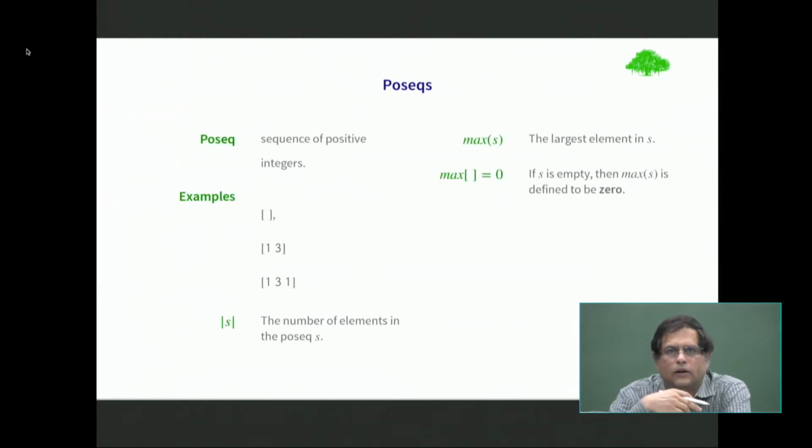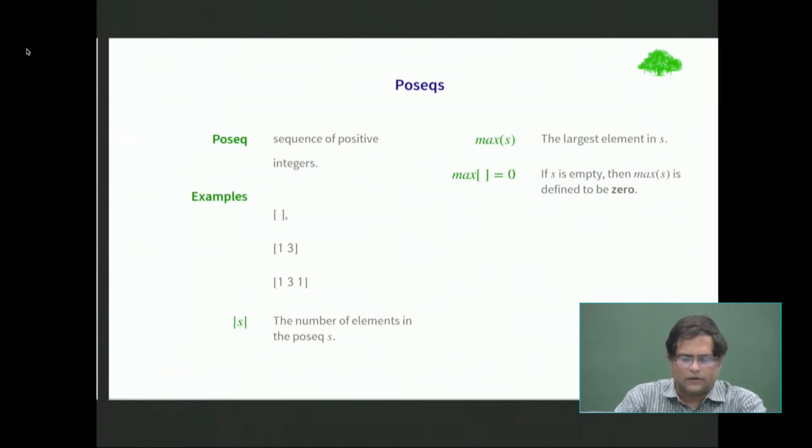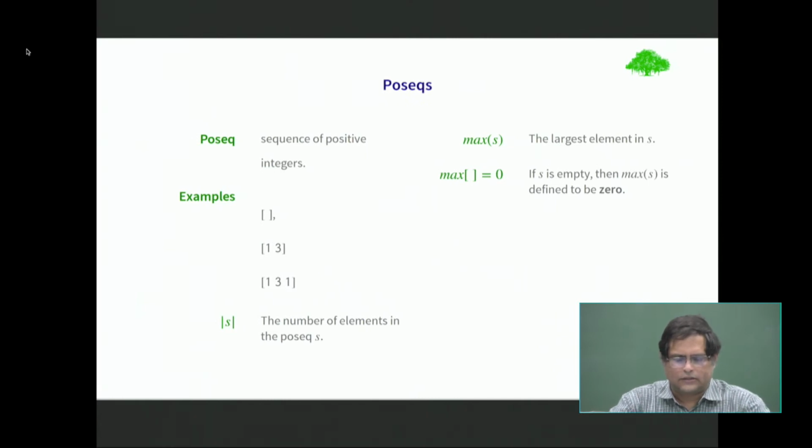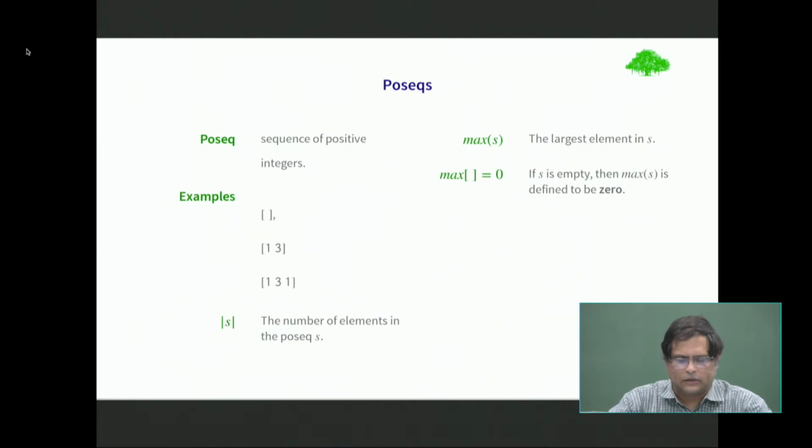Okay, so just getting into the machinery now of how these selectors work. I briefly talked about these things called POSEX, a sequence of positive integers. So here are just examples of sequences of positive integers. These sequences have two properties. We need to know what is the maximum in the sequence and what is the length of the sequence. If the sequence is empty, the maximum is 0.